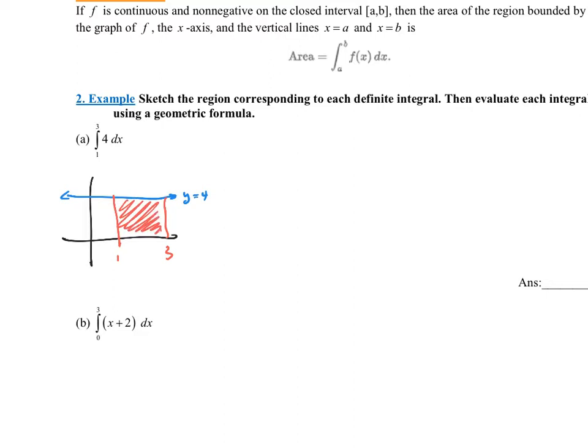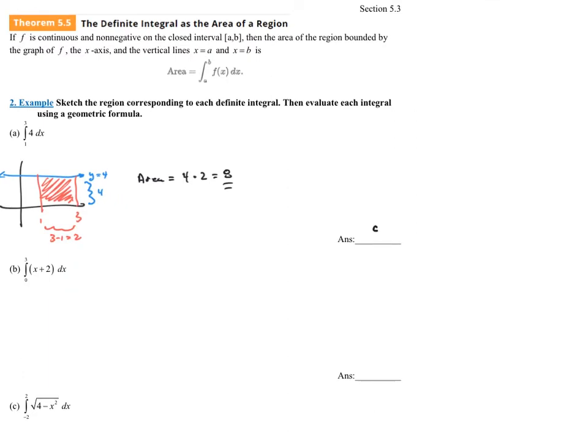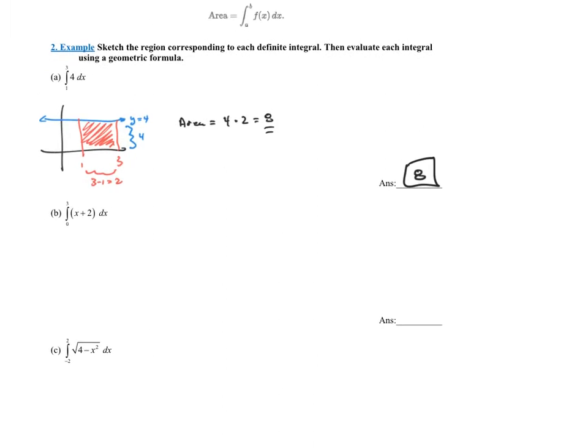Well, that area actually forms a rectangle. So let's think about the sides of this rectangle. What would the height be? The height would be 4. And what would the width be? It would be 3 minus 1, which is 2. So to find the area of this shape, I would do 4, the height, times 2, the width, and that would give me 8. So the area would be 8 square units, whatever the units are.